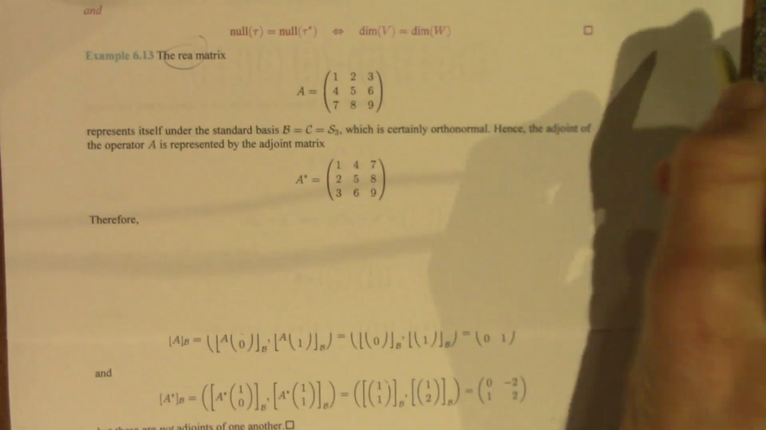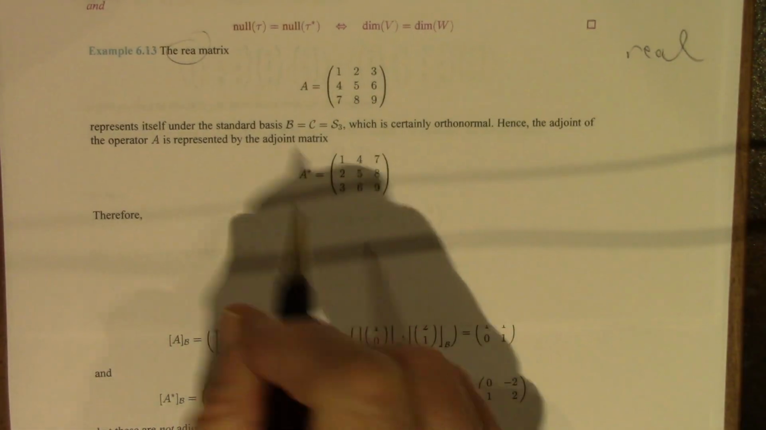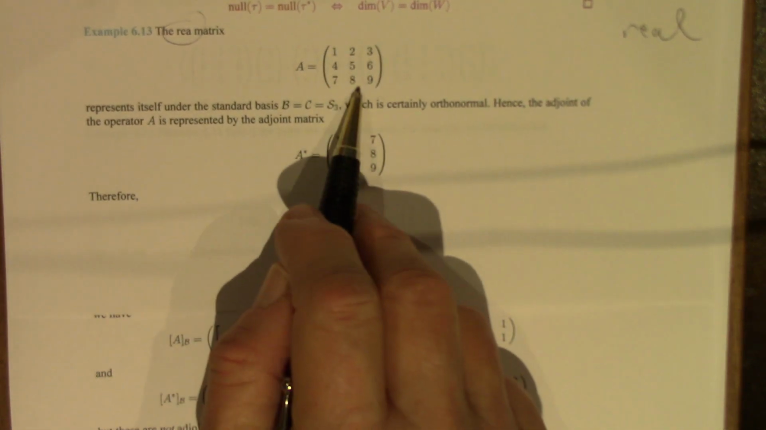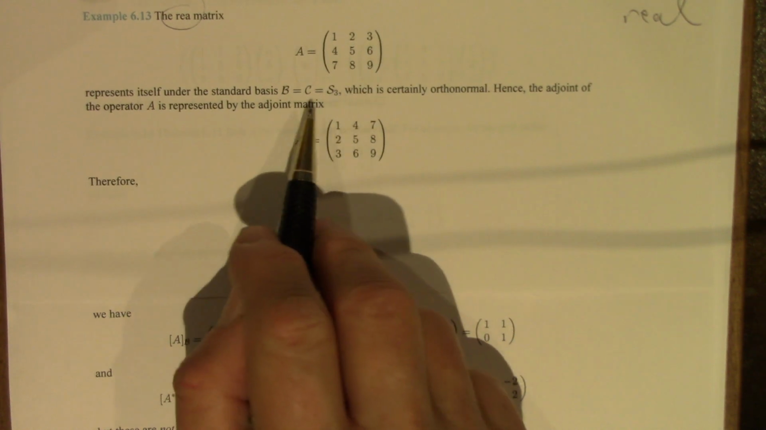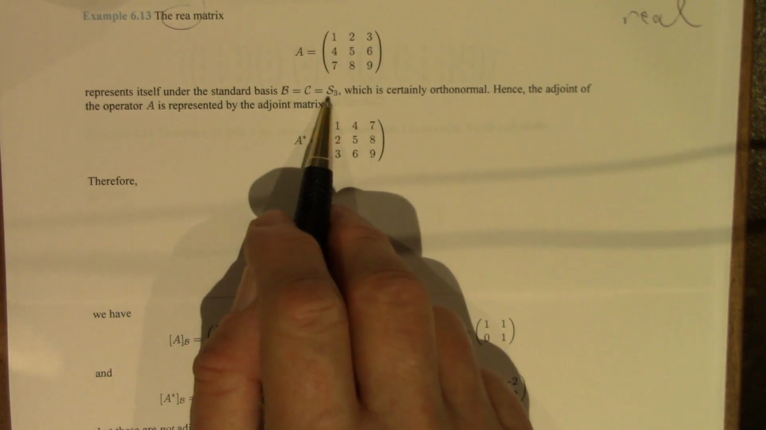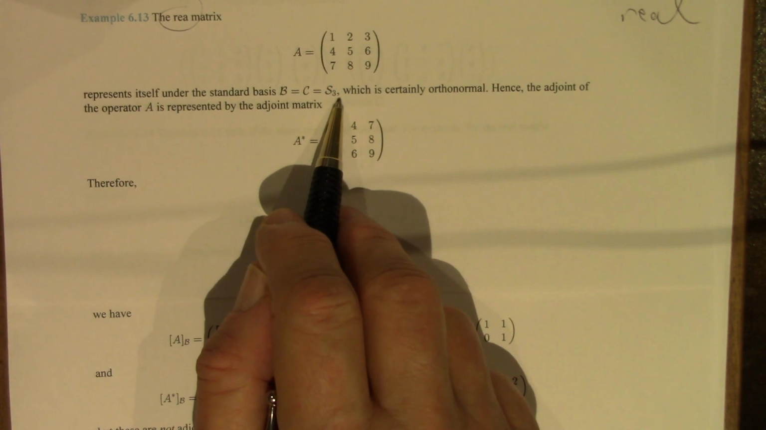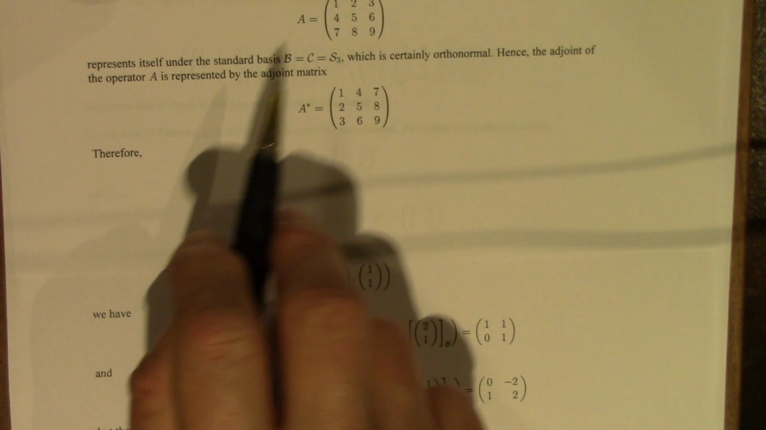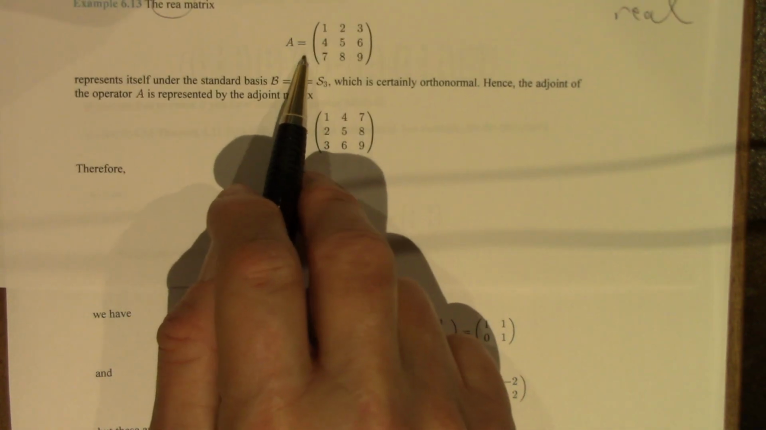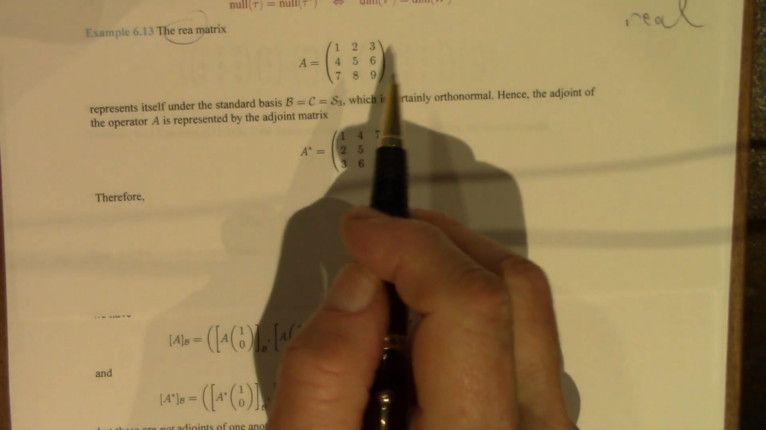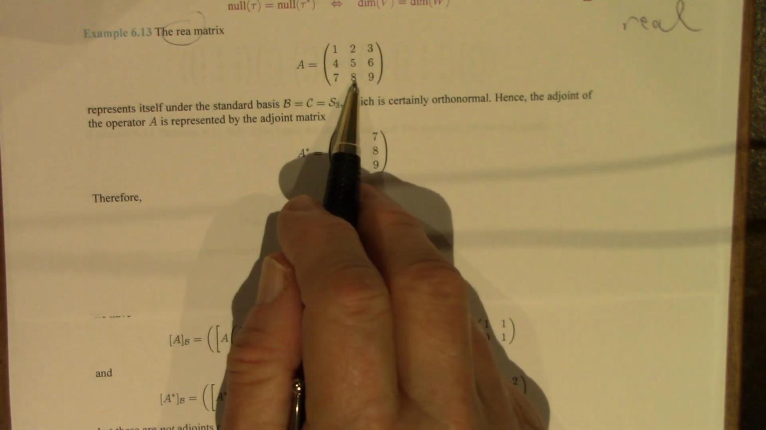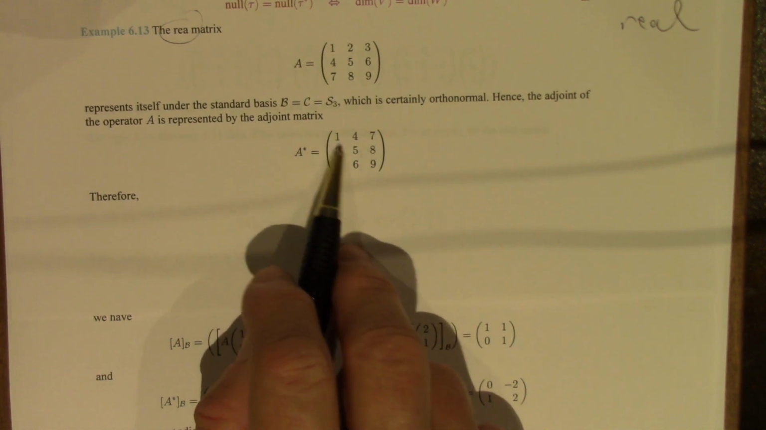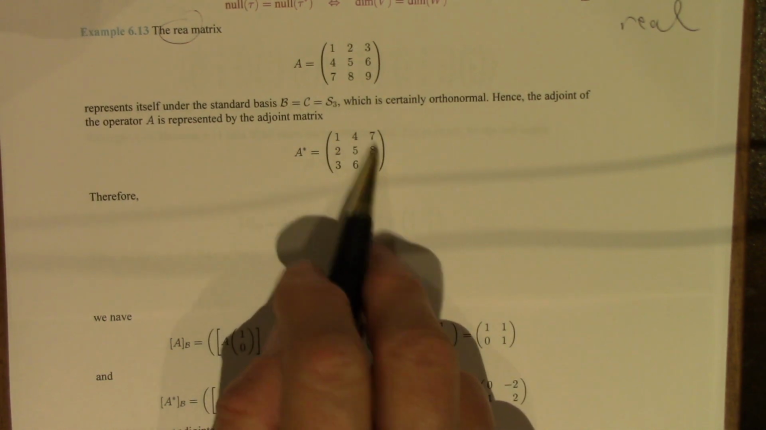Example, misspelling here. Here's a 3 by 3 matrix. This matrix, as you know, represents itself with respect to the standard orthonormal bases. So the adjoint of the operator A is represented by the adjoint matrix. And so all I have to do is take the transpose, because every entry is real.